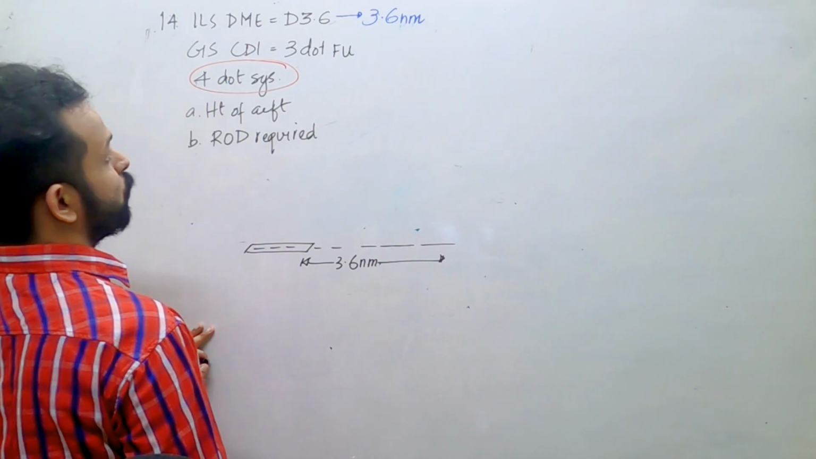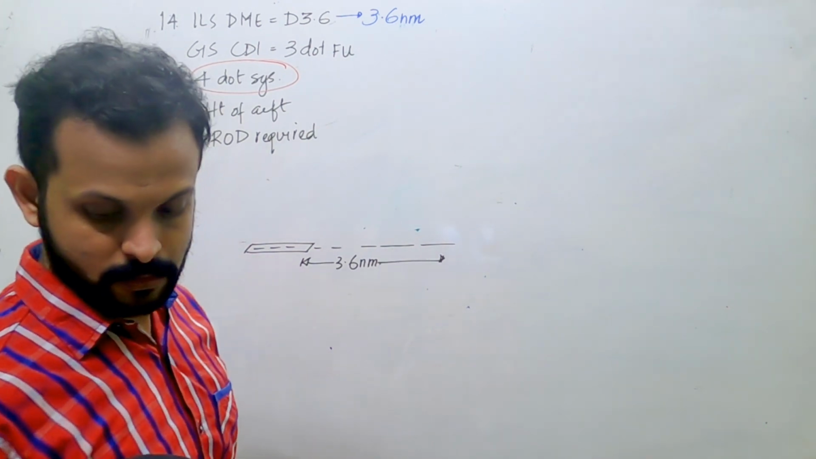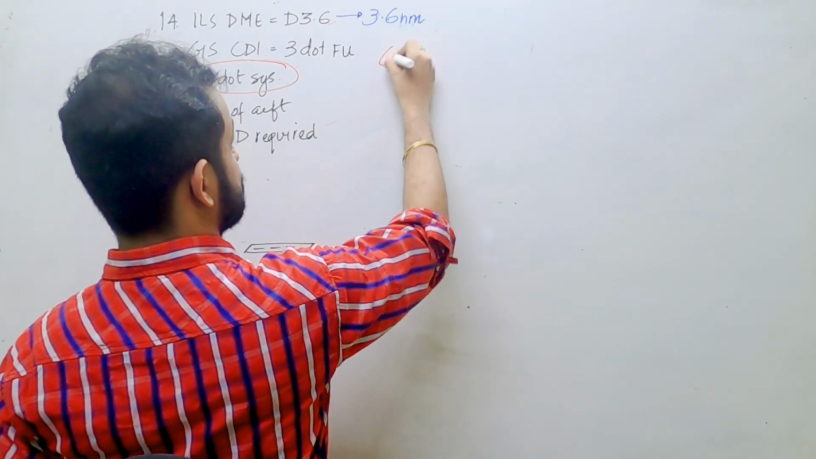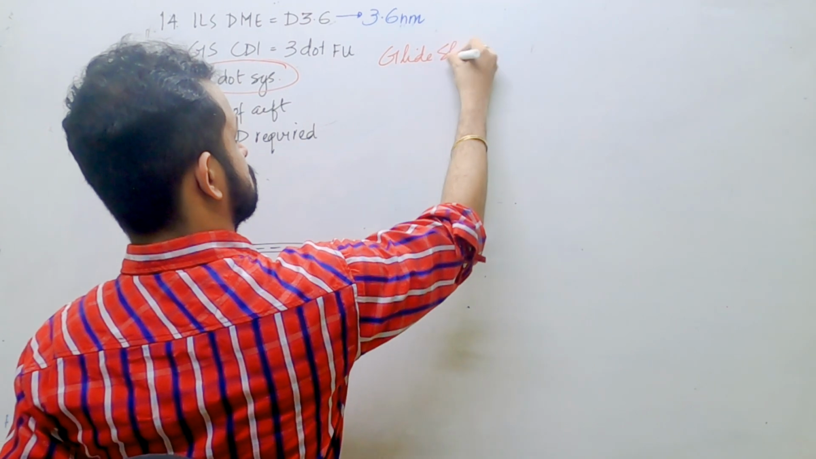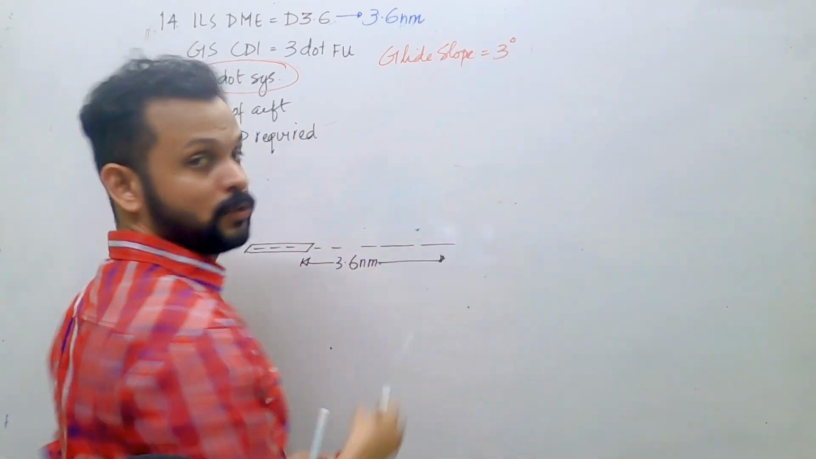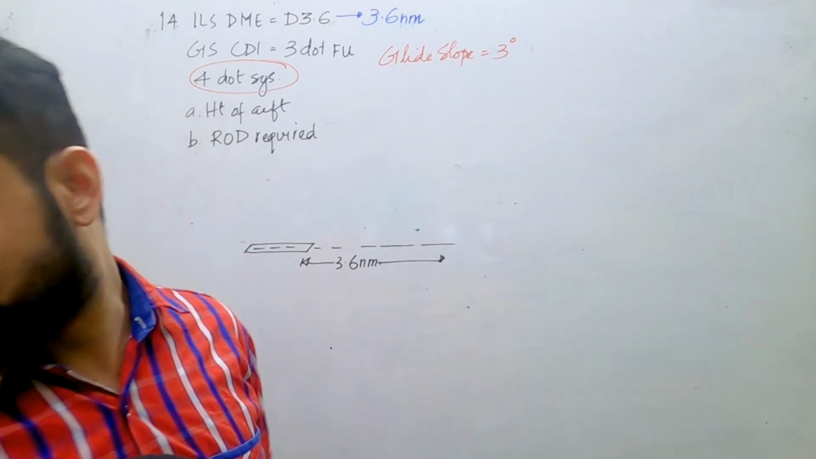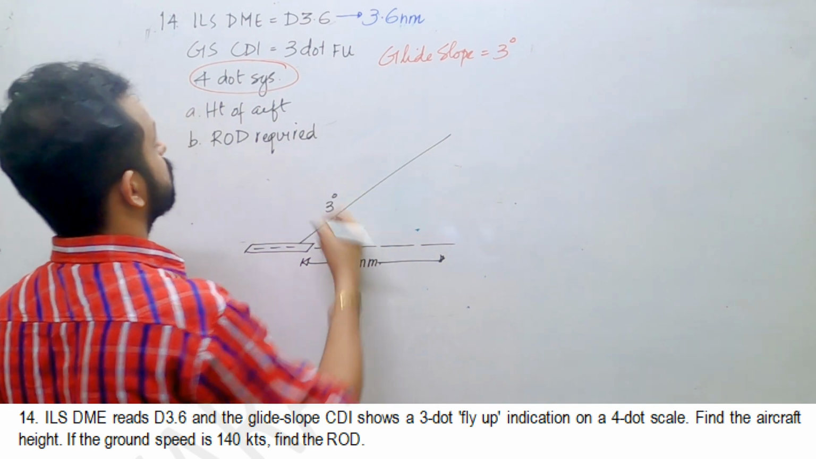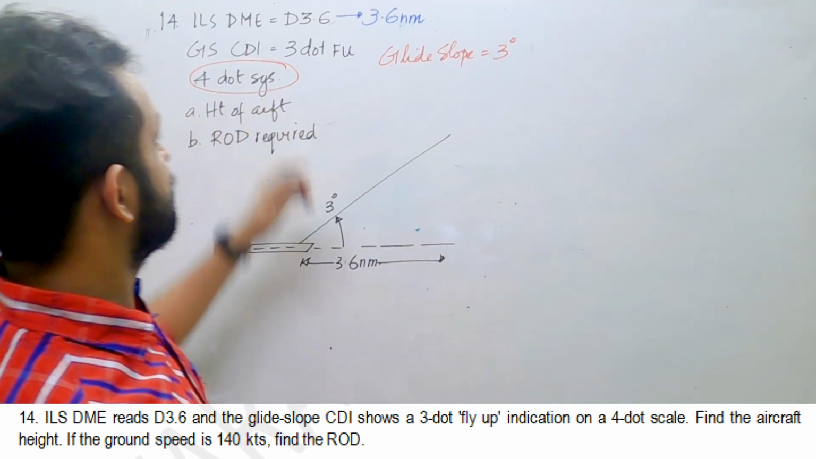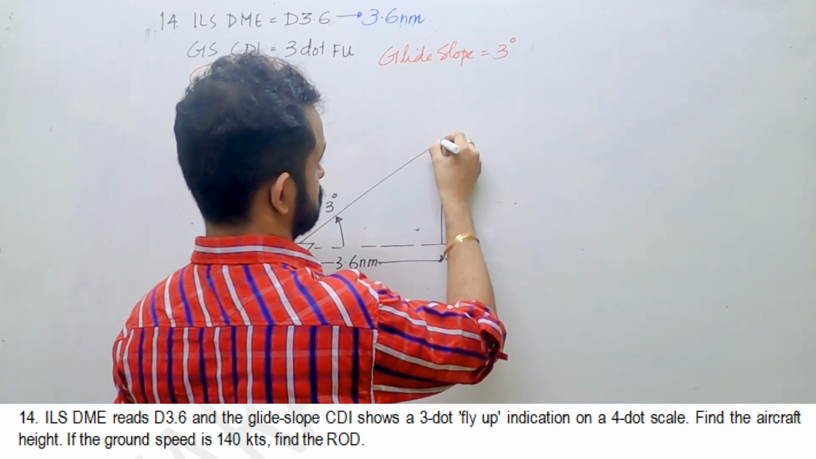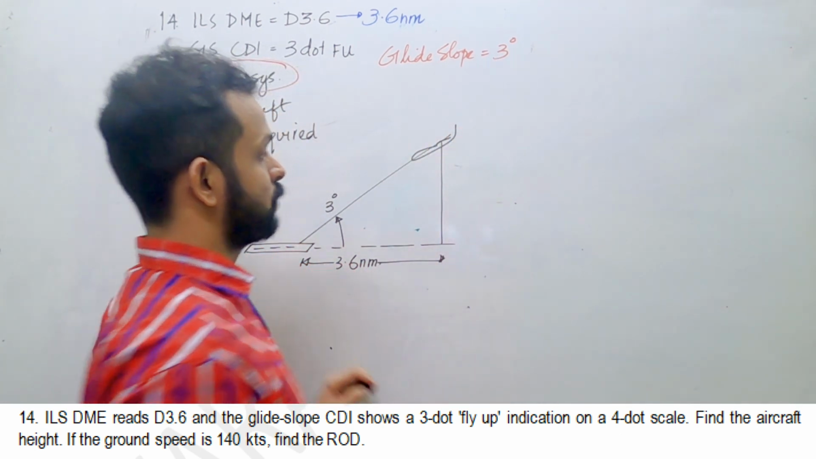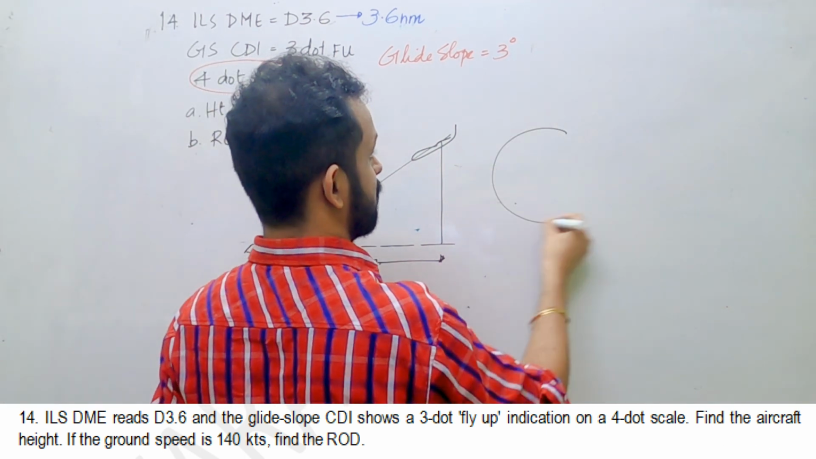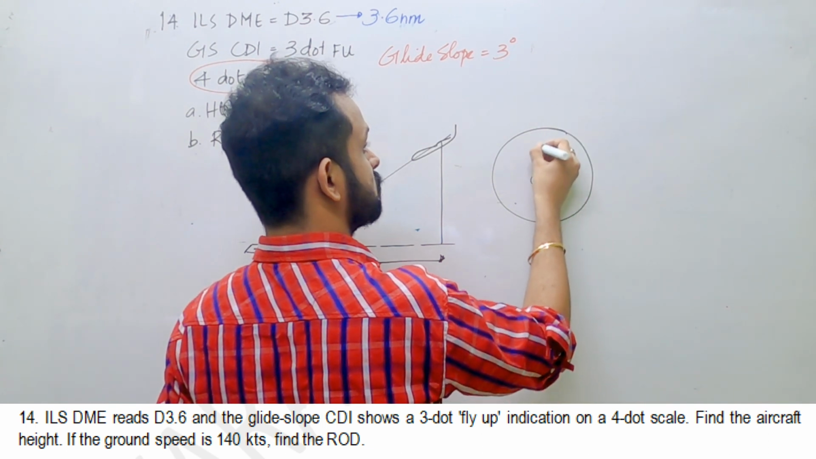What glide slope will you take here? Since the glide slope is not mentioned, you can take it as a 3-degree glide slope. When it's not mentioned, it's always a 3-degree glide slope. Let's bring that up here. And what is your CDI indicator? You have to find out the height of the aircraft 3.6 nautical miles from the touchdown point. So let's look at the CDI indication here for the glide slope CDI.